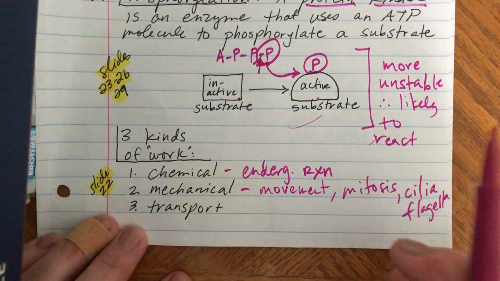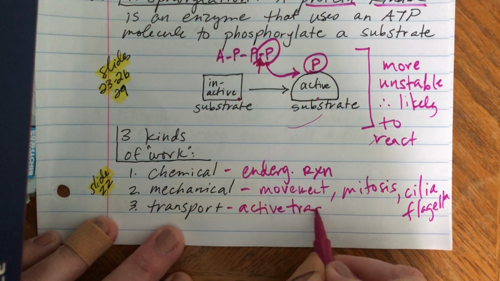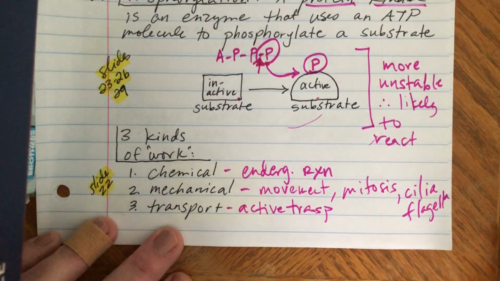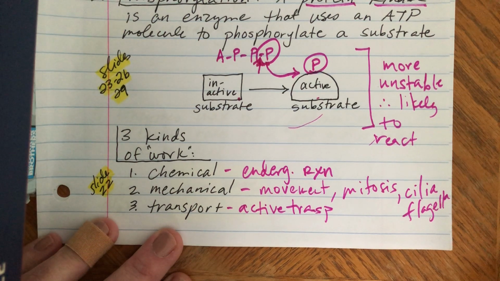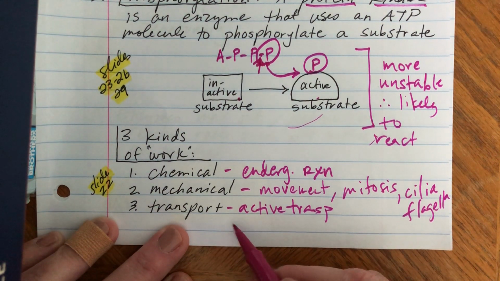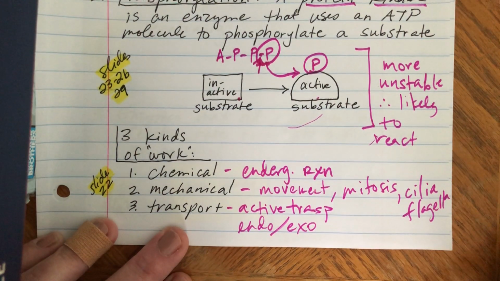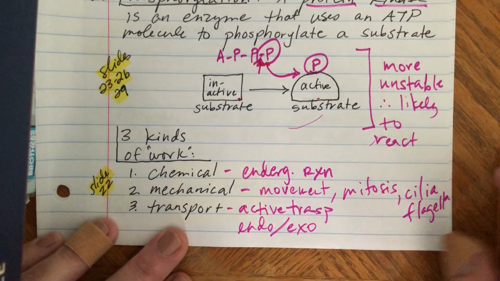And then there's transport work. So this is like active transport. You know what that is because you're so smart. Moving substances from an area of low to high concentration, against the gradient. Kind of like using a pump. Requires energy. It's transport work. Also, endocytosis and exocytosis. Example of transport work. All right.